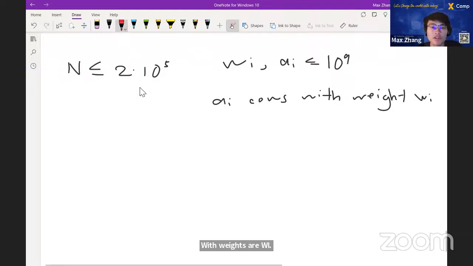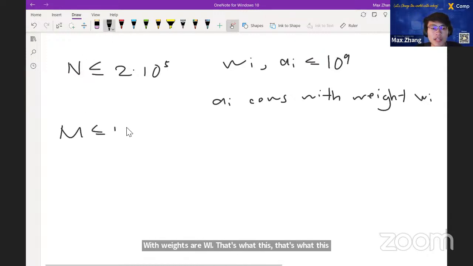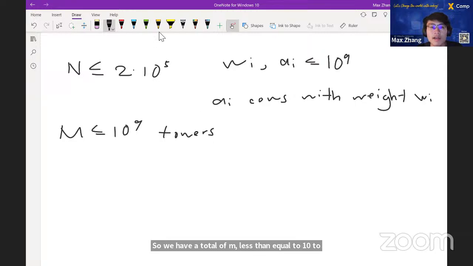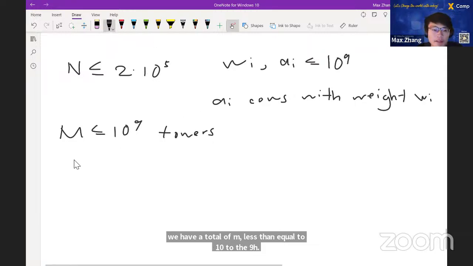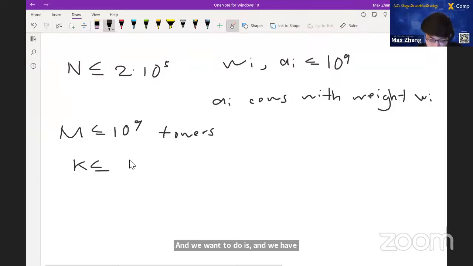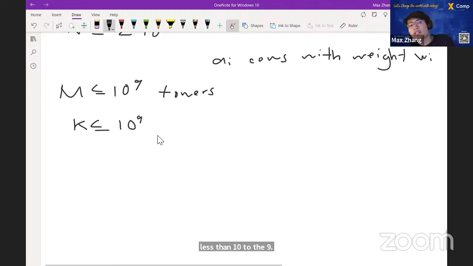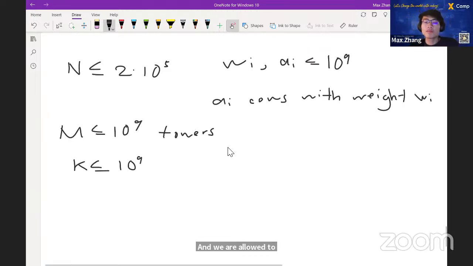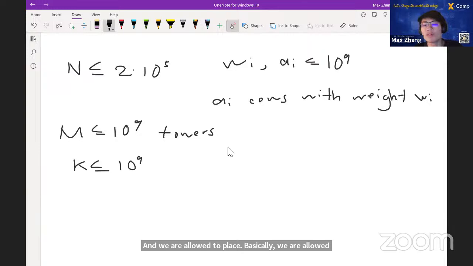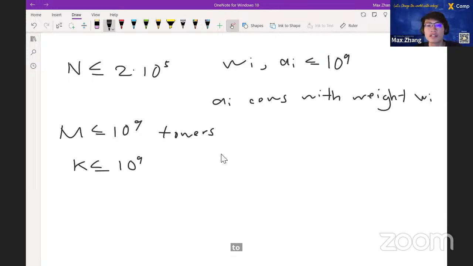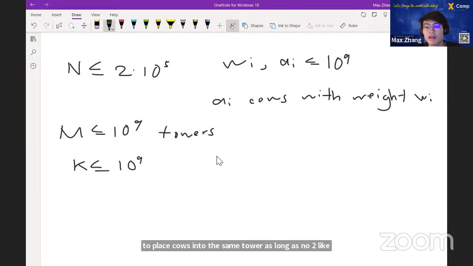Now we want to place them all into towers. We have a total of m less than or equal to 10 to the 9 towers, and some parameter k, also less than 10 to the 9. We are allowed to place cows in the same tower as long as no two cows differ by less than k.